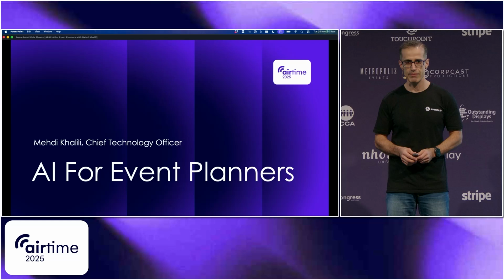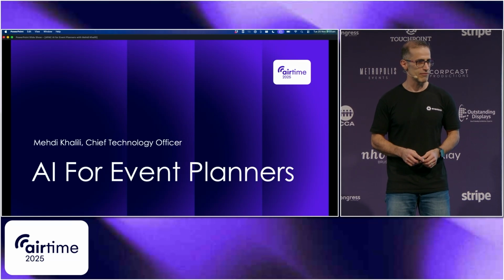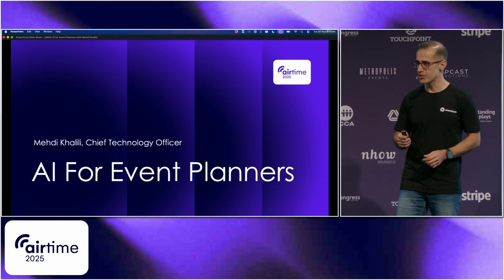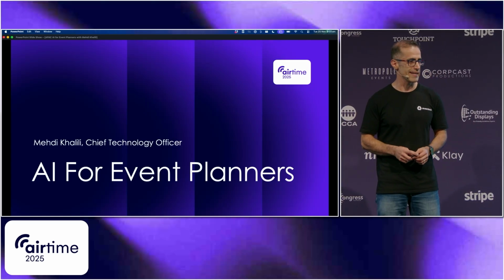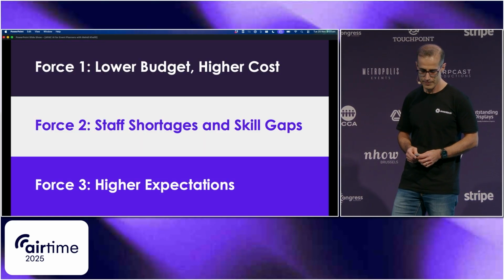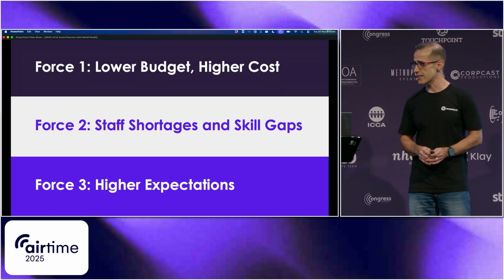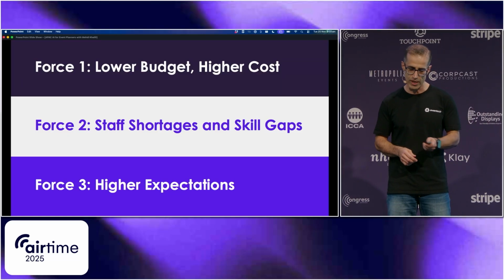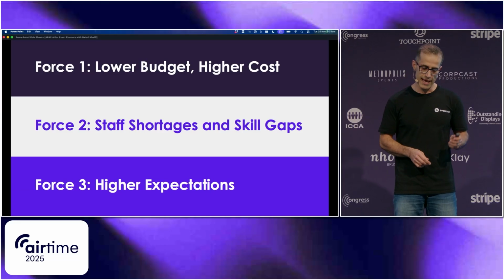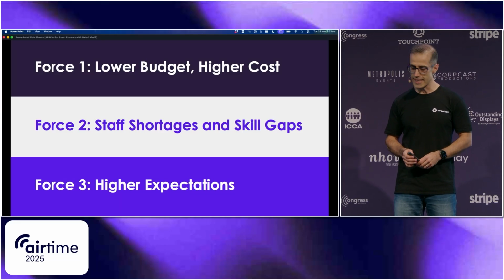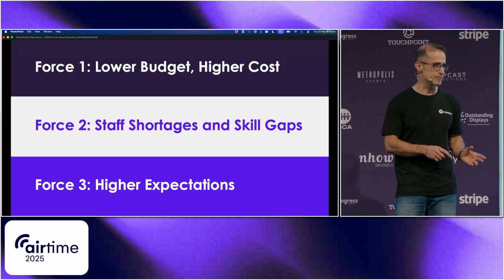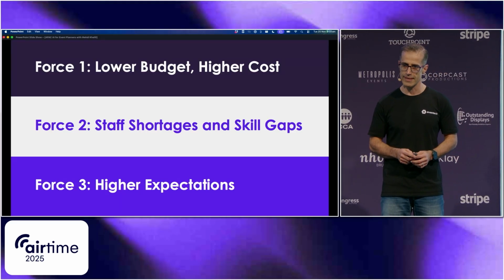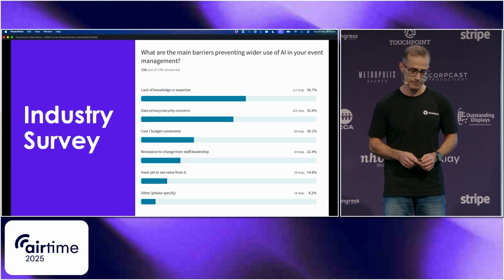Hi, everyone. My name is Mehdi Khalili, and I'm the Chief Technology Officer at EventsAir. It's my absolute pleasure to talk you through some of the exciting things that we've been building in AI in the past few months. Yesterday, I talked about the 3 forces as part of the industry forces. It's lower budget, higher cost as the first force, staff shortages and skill gaps as the second force, and higher expectations as the third force. And I mentioned that AI is a tool, and it's only useful if it can offset these forces. And that's the way that we've been thinking about AI.